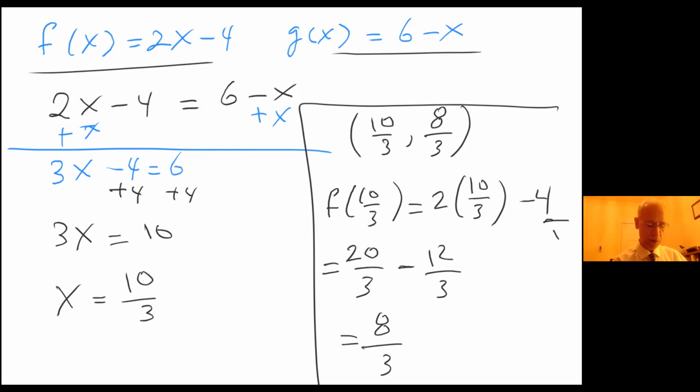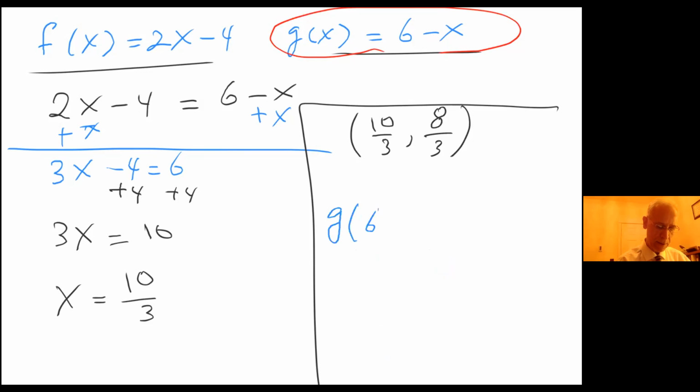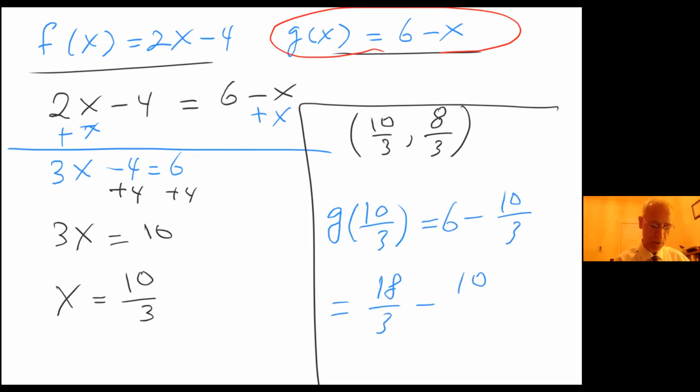And remember, we said that you could also plug the 10/3 in g of x. Let's just try it to make sure that I get the same value. So now g of 10/3 equals 6 minus 10/3. The least common denominator is 3. 6/1 is the same as 18/3, minus 10/3. That gives me 8/3. So notice that f and g gave me the same answer.